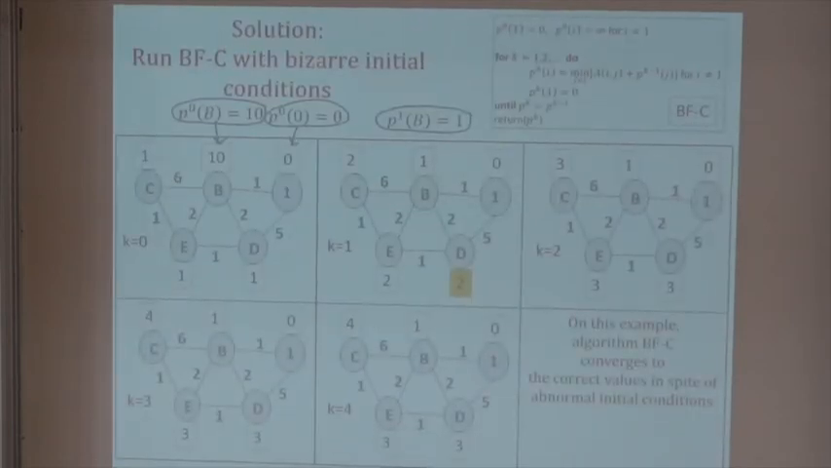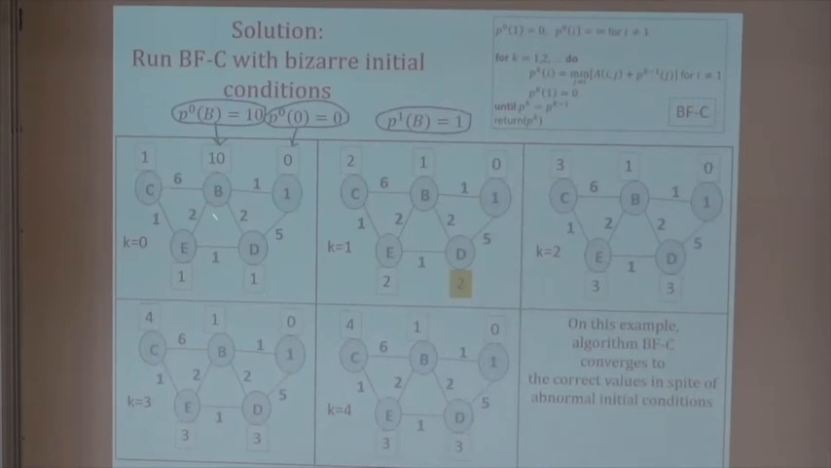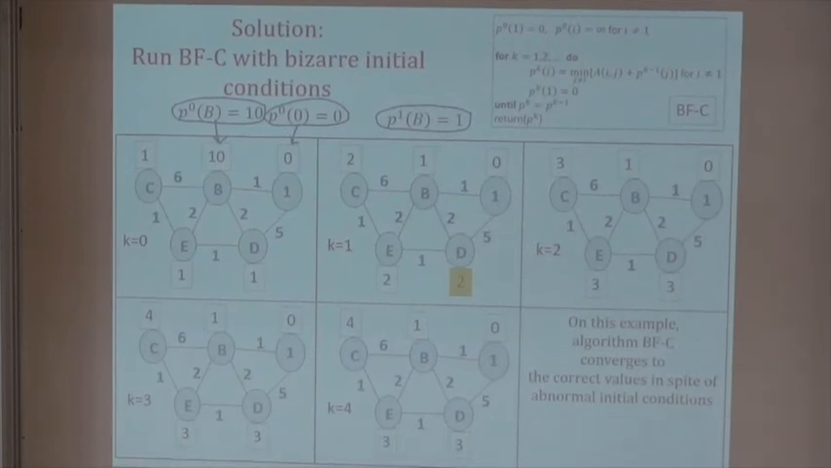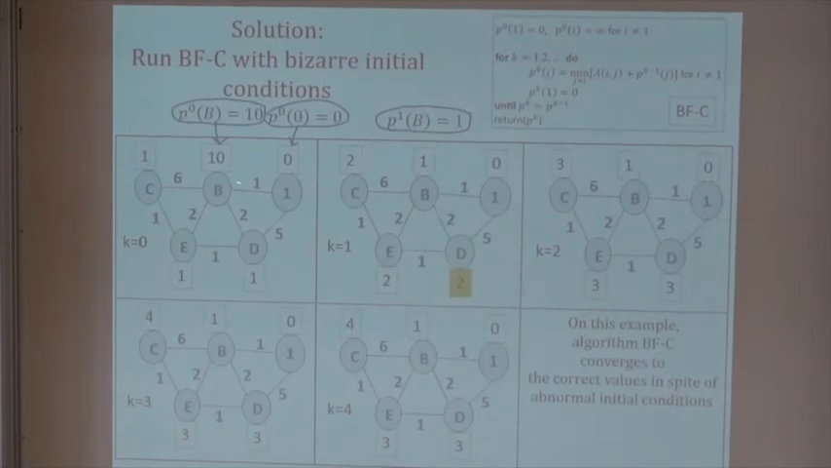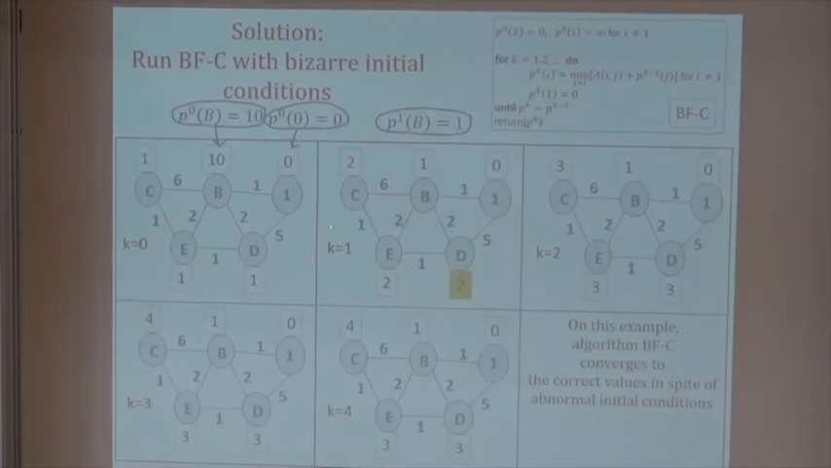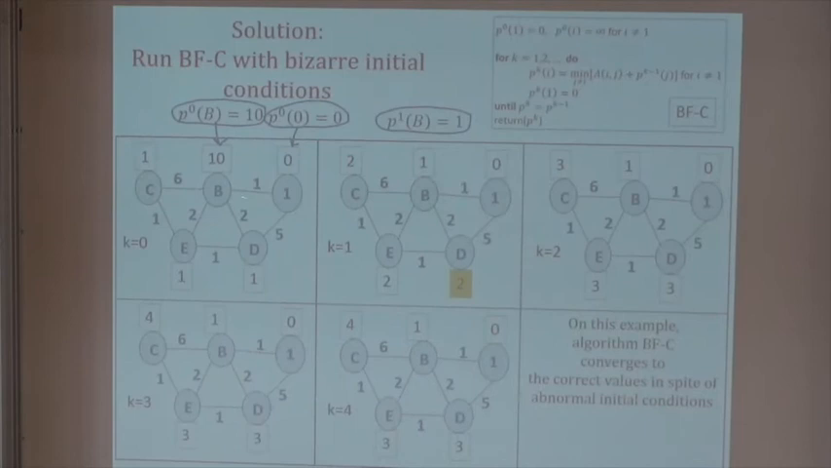Let's run the algorithm on this example. So we run the algorithm with those initial conditions. Those initial conditions look very bizarre and stupid. They have nothing to do with the physics of the network, but let's take them as granted. So what will happen at the first iteration? We can interpret that as a message passing interpretation. So B will say to all of its neighbors, my distance is 10, okay?